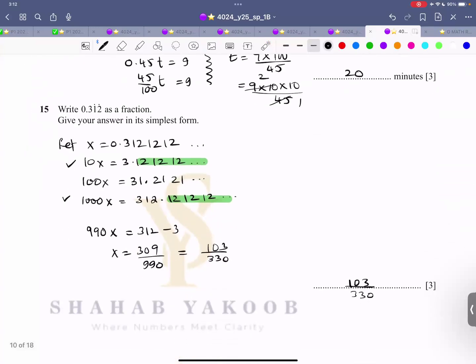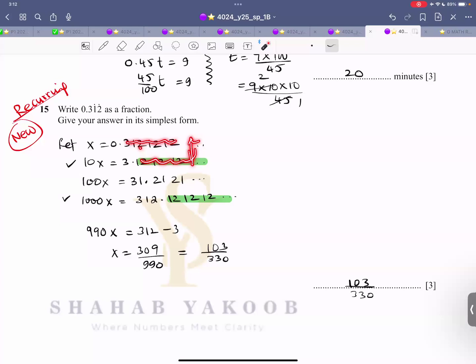This again is something new. That is recurring decimals. So this is the new thing in the syllabus. And write 0.312 recurring as a fraction. Now this 1, 2, 1, 2 will keep on repeating itself. So we start with this thing. Let x equal 0.3121212. 10x is 3.121212. Now, if I do the subtraction, it won't be possible because these two are not the same. We want the simplest form.